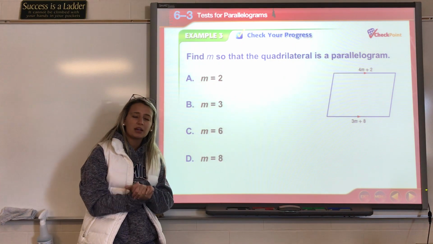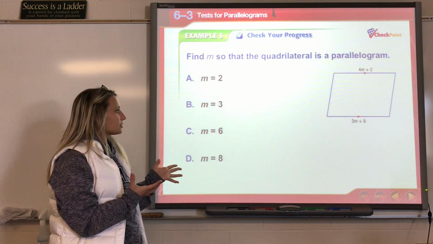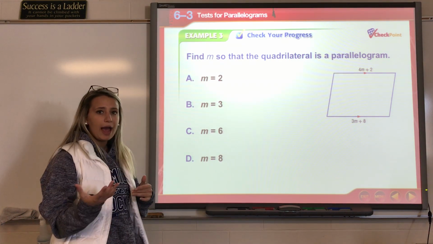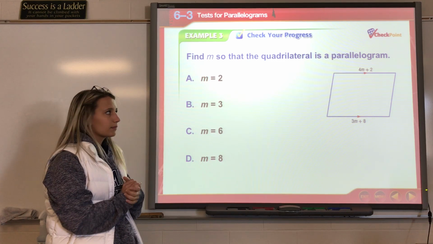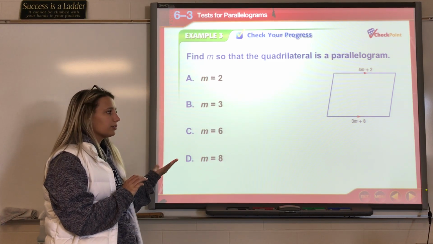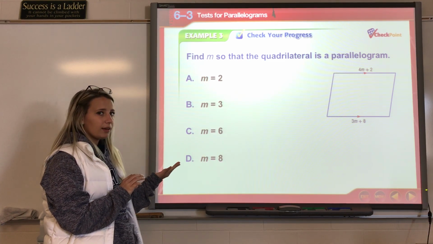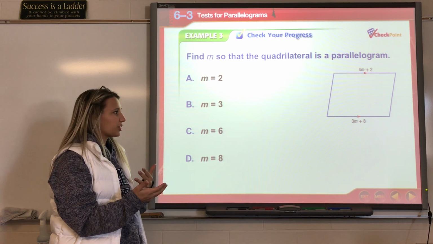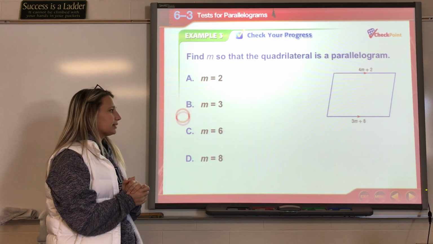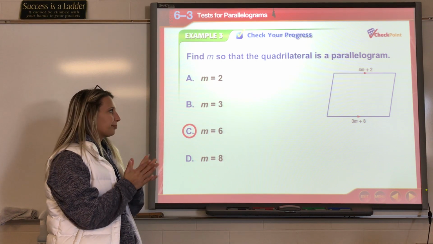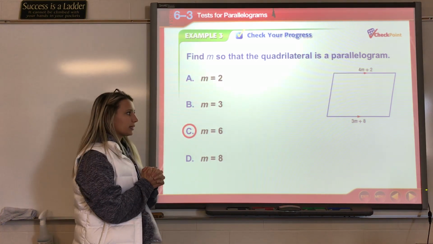So why don't you guys pause your video right now and work out this solution. We're looking for the value of m. If these are going to be congruent for a parallelogram, we're going to set them equal to each other, and you guys should be finding 6 for m. That one was pretty simple.